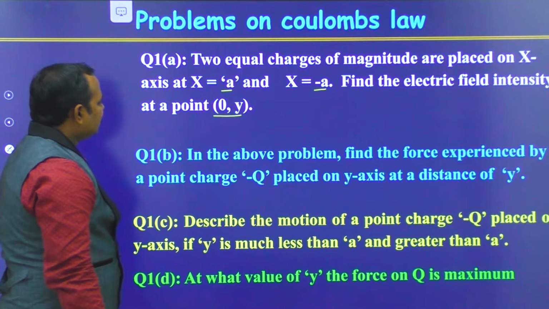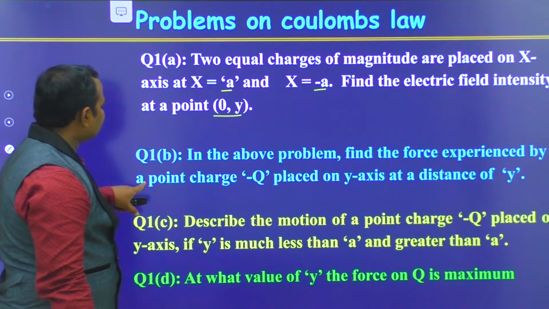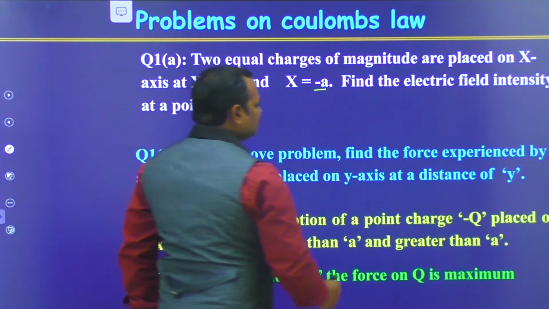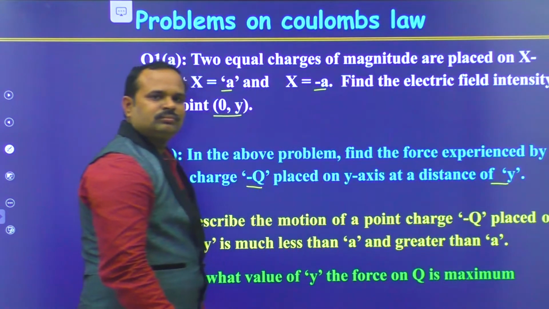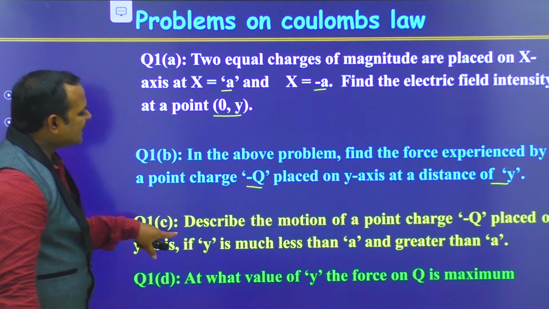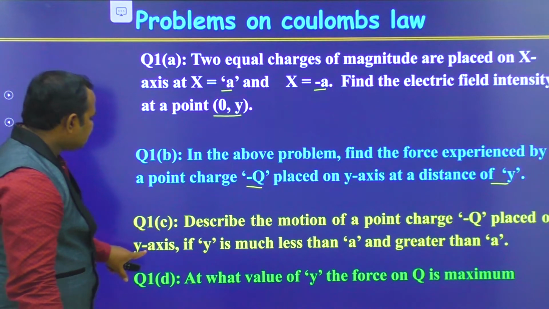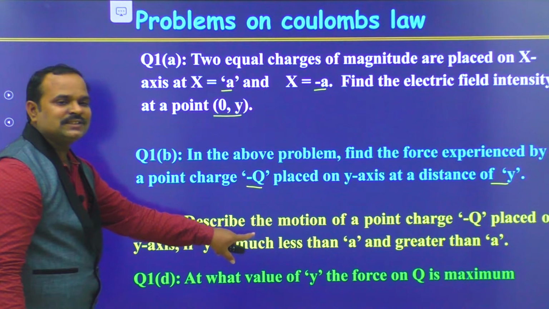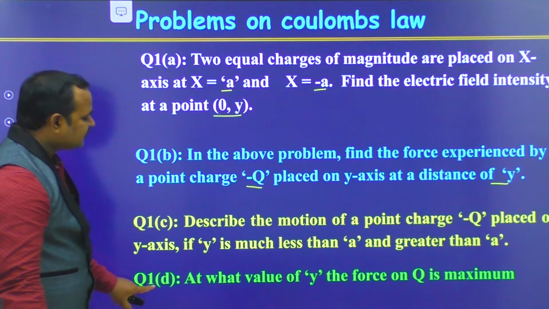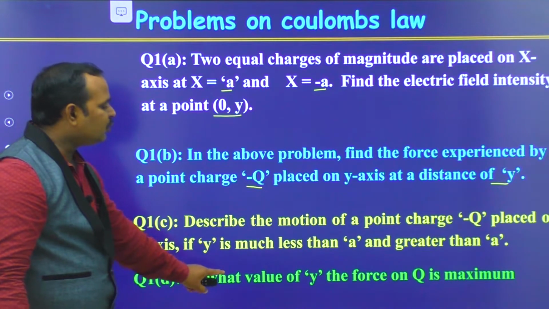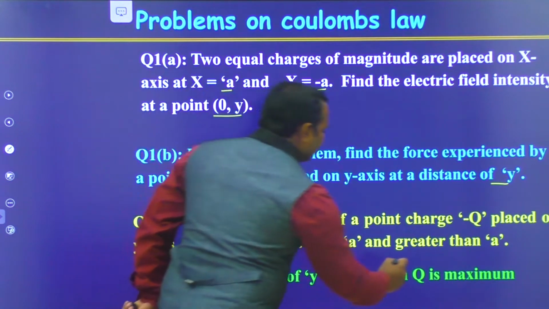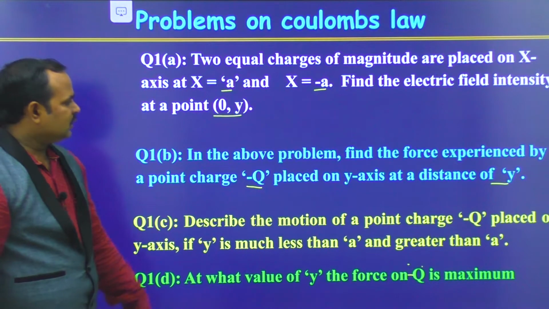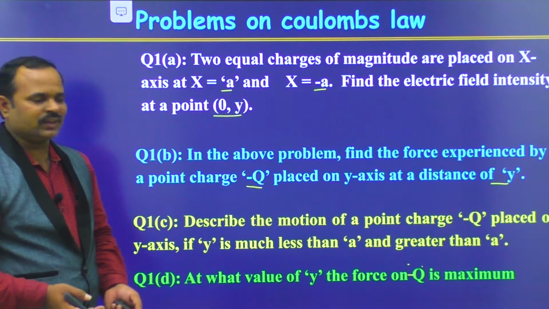And the second one is, in the above problem, find the force experienced by a point charge minus q, which is placed on the y-axis at a distance of y. And the third bit is, describe the motion of a point charge minus q placed on the y-axis if y is much less than a and y is much greater than a. And the fourth one is, at what value of y the force on the charge minus q placed on the y-axis is maximum. So these are 4 bits. So let us see one by one.